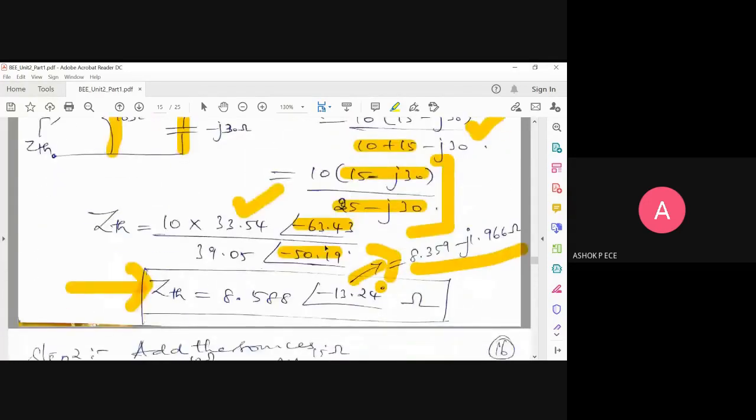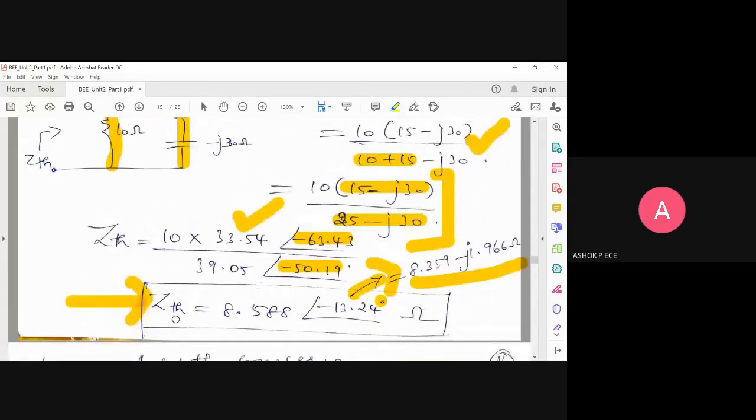And we have found the equivalent polar format of ZTH. The complex format is given here as 8.359. The 8.588 cos of this angle is the real term. The 8.588 sine of this angle is the imaginary term. That's how you get the complex number format from the polar format. Consider the sign of the angle also. If everybody has got this, then we can proceed with the next step, step number 2. Yes, sir, we got it.